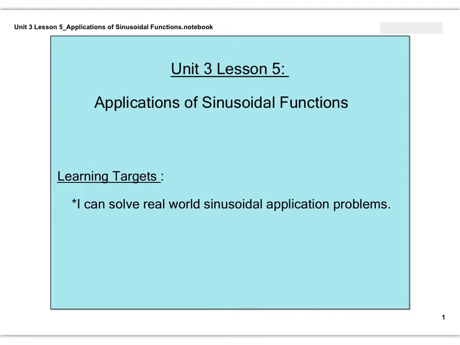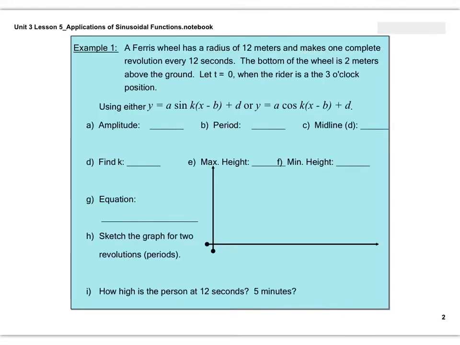Today we are going to do Unit 3, Lesson 5, Applications of Sinusoidal Functions. By the end of this lesson, we hope that you can solve some real-world sinusoidal application problems, basically word problems. Number 1. A Ferris wheel has a radius of 12 meters and makes one complete revolution every 12 seconds.